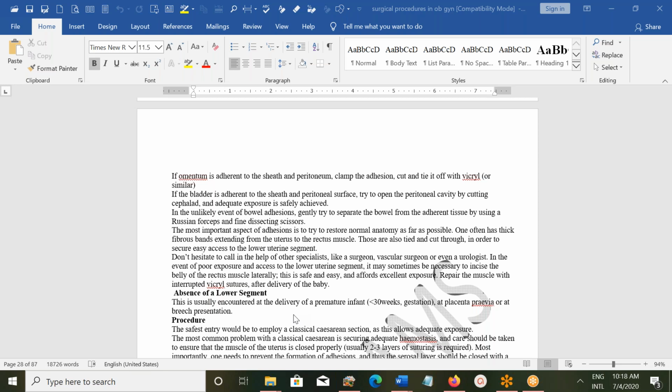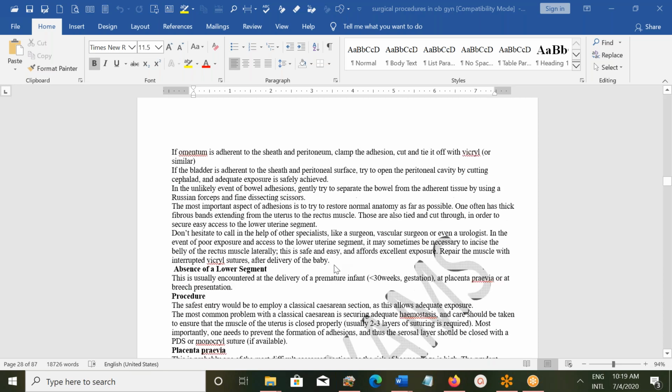You should call the seniors, and you need to call any other surgeon, vascular surgeon, or even a urologist. So actually, when you have a patient who has had multiple cesarean sections, you are always alerting the urologist also. He should at least know about your patient. If there is poor exposure and access to the lower uterine segment is difficult, then it may be necessary to incise the belly of the rectus muscle laterally, and this is safe and easy and it affords excellent exposure. Then repair the muscles with interrupted sutures after delivery of the baby.